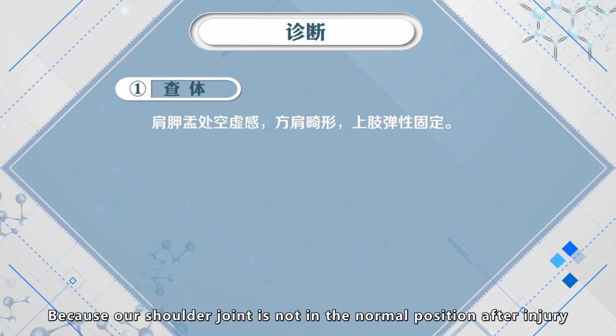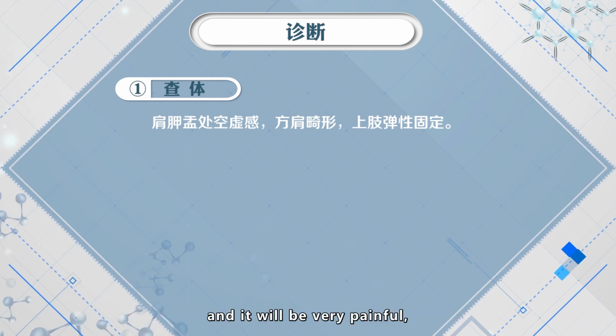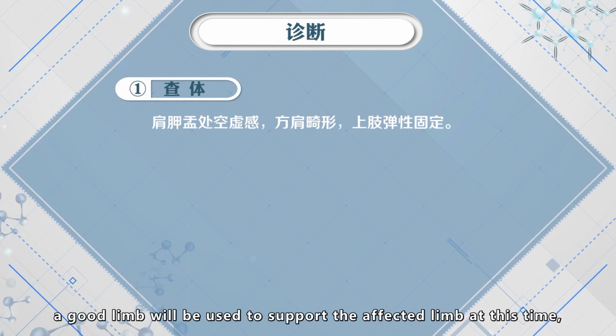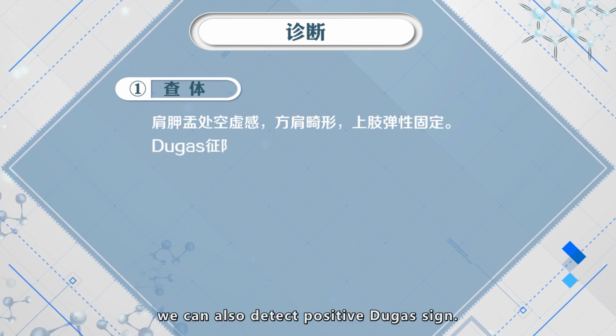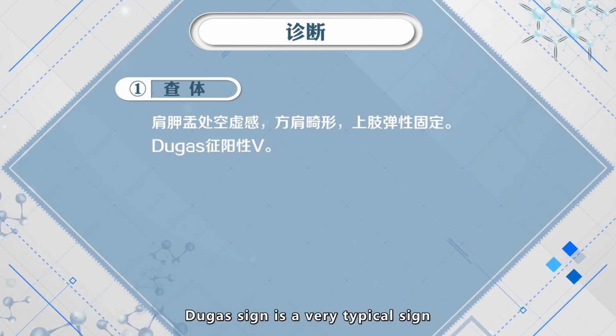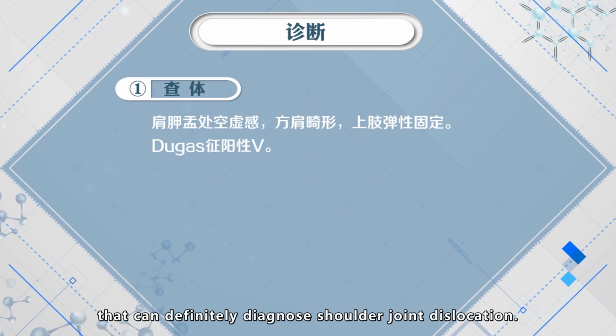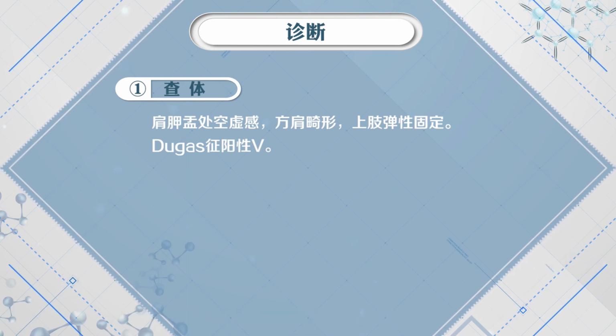Because our shoulder joint is not in the normal position after injury, it will be very painful. A good limb will be used to support the affected limb at this time, which is called dynamic fixation. Clinically, we can also detect positive Douglas sign. Douglas sign is a very typical sign that can definitely diagnose shoulder joint dislocation.